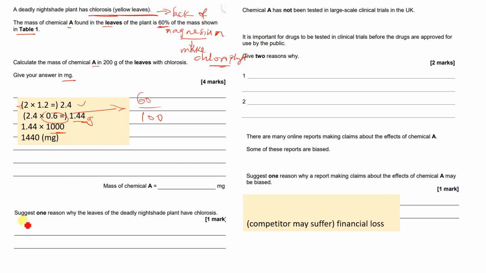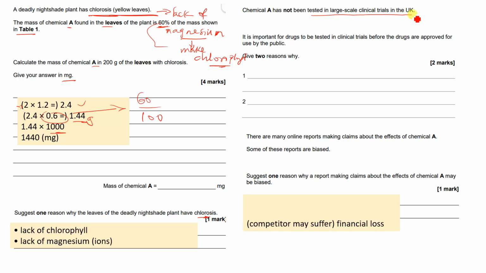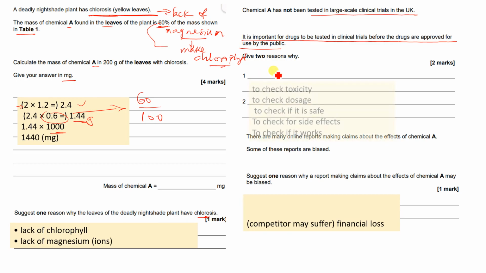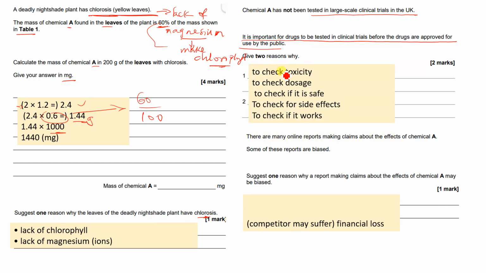That's all. Now they say name one reason why the leaves of a deadly nightshade plant have chlorosis. I think I've explained it here, which is lack of magnesium. So lack of magnesium leads to lack of chlorophyll. Chemical A has not been tested in large-scale clinical trials in the UK. It is important for drugs to be tested in clinical trials before the drugs are approved for use in public places. Why? You need to check the toxicity, you need to check the dosage, you need to check if it's safe, you need to see the side effects, also to check if the drugs will actually work. That's why you have to do clinical trials.